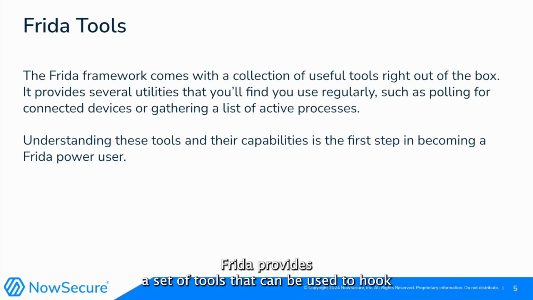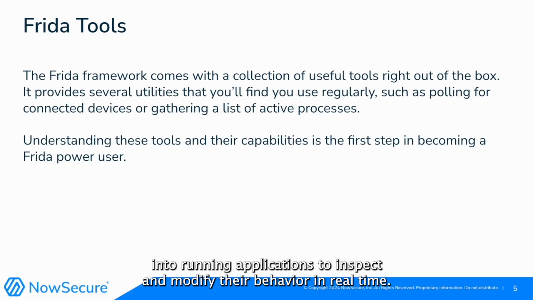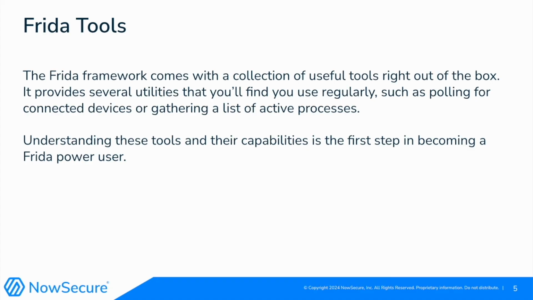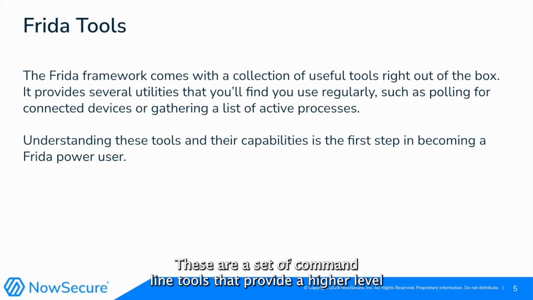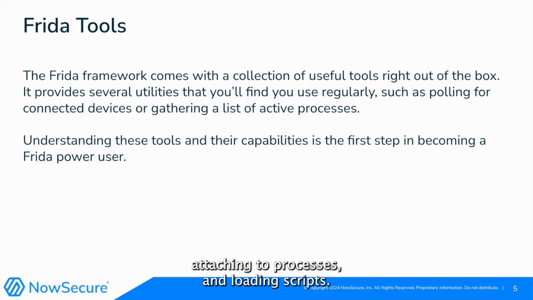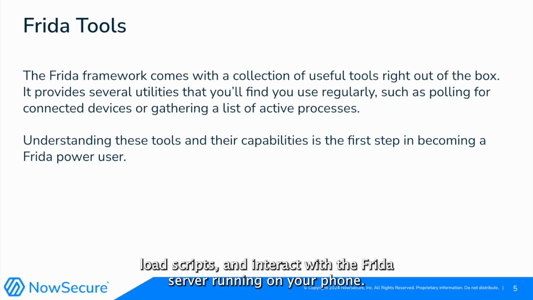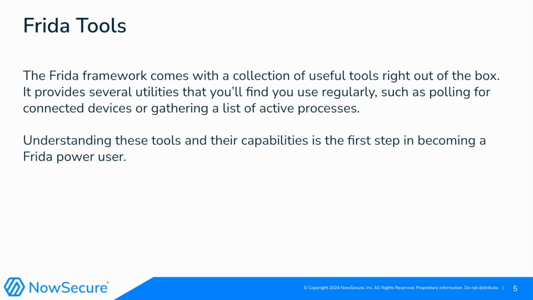Frida provides a set of tools that can be used to hook into running applications to inspect and modify their behavior in real time. These are a set of command line tools that provide a higher level interface for common tasks, such as listing running processes, attaching to processes, and loading scripts. They also provide a command line interface, or CLI, that allows users to manage and start instrumented processes, load scripts, and interact with the Frida server running on your phone.